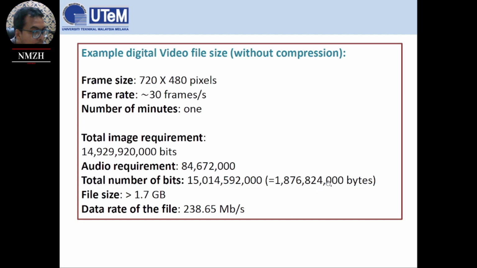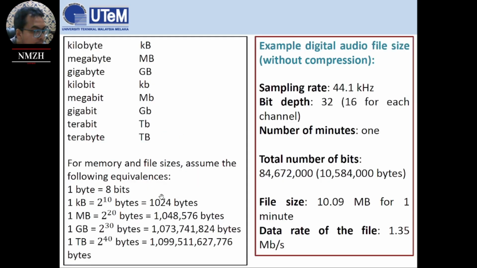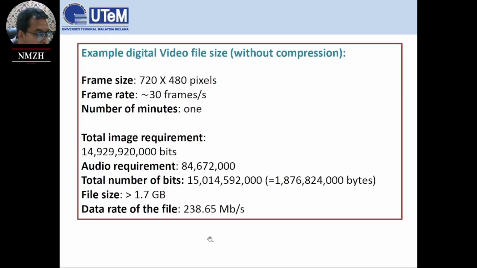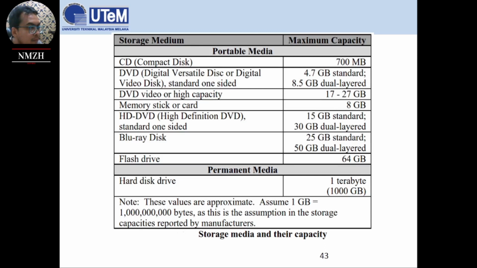So this byte is divided by giga. Giga is 1,073,741,824 bytes. So we have 1.7 gigabytes. For the data rate, just divide this by seconds first, by 60, and divide by mega. So we have 238.65 megabits per second. Okay, this is the example for the storage. We have CD, DVD, memory sticks, HD DVD, Blu-ray, and flash drive.